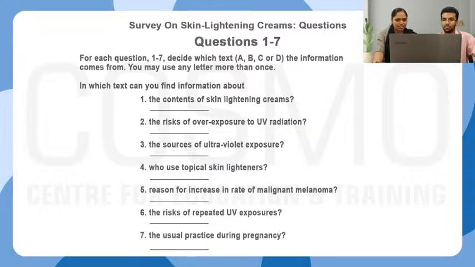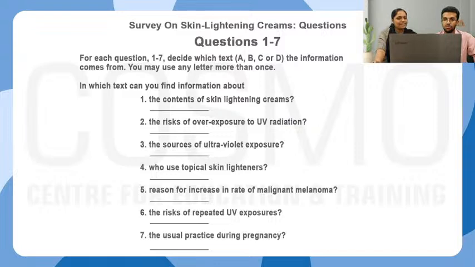I think in between someone has asked a question: if we write only steroid, is that correct? Right now we are discussing questions 1 to 7. So we are just picking out the alphabets A, B, C, D. We haven't come to the sentence completion question or short answer questions. So we will discuss the answers when we discuss those questions.